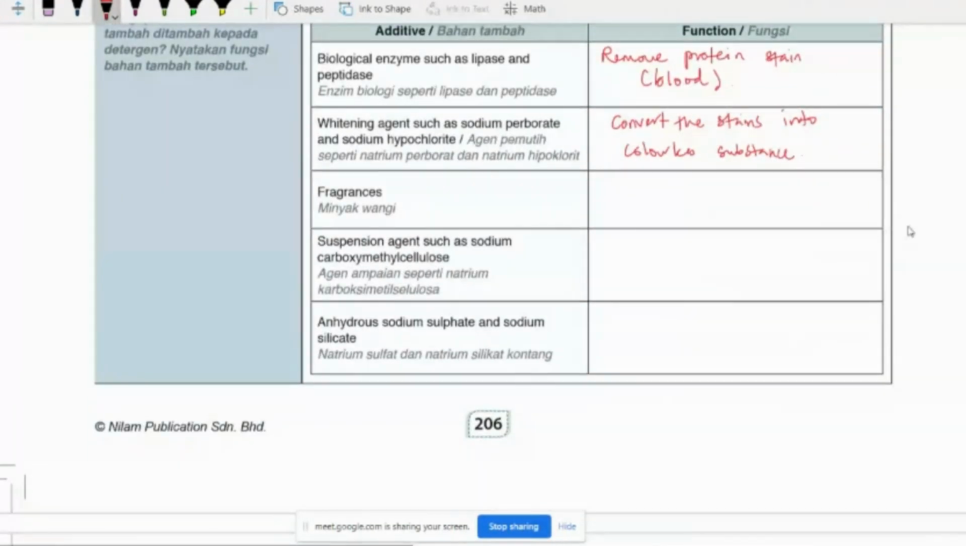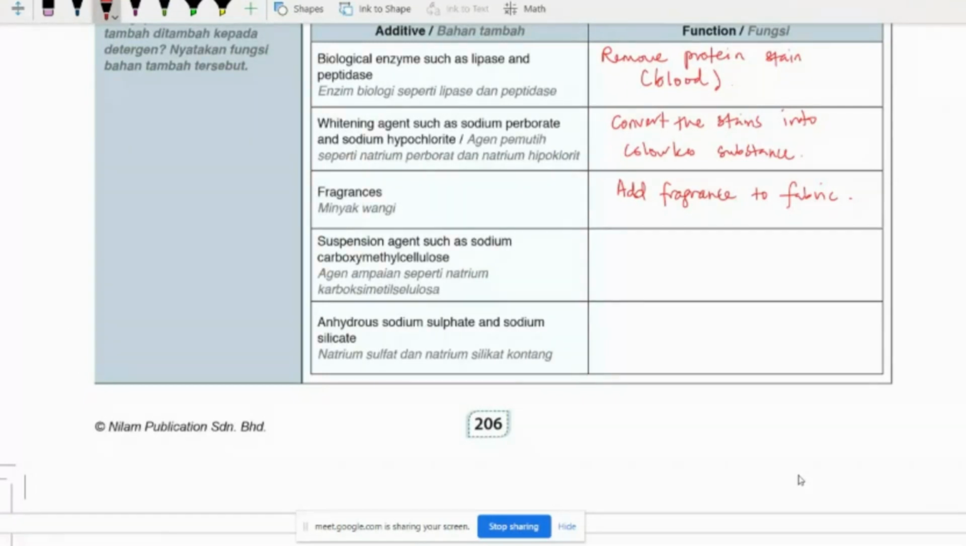After that, fragrance. I think this one should be very straightforward. Fragrance to the fabric. You can see there are so many brands of detergent in the market. Some say that it has a lot of fragrance, sometimes it can remove blood and so on. Actually, you can see there are different types of additives added into the detergent.